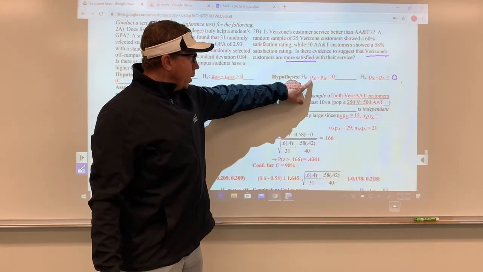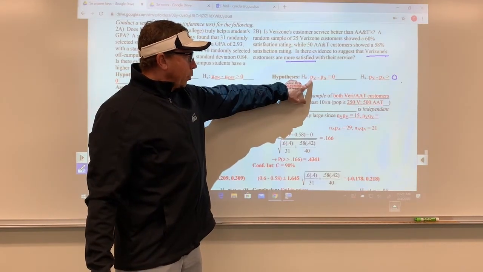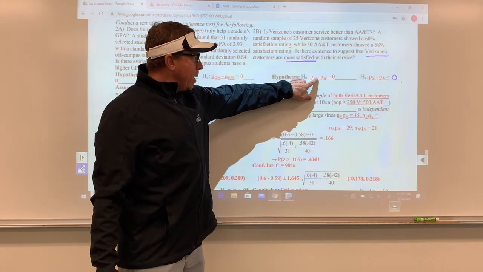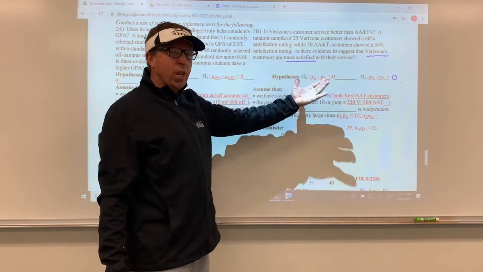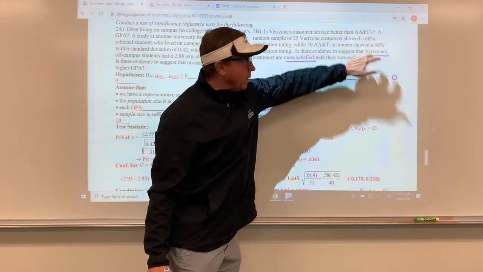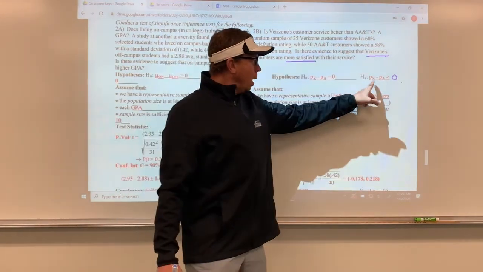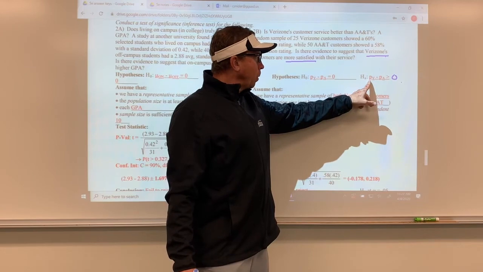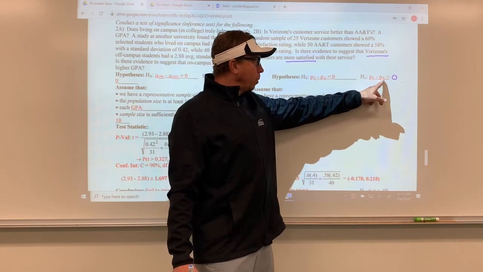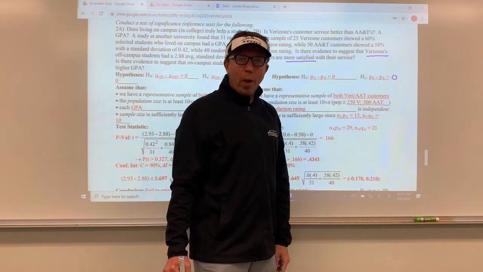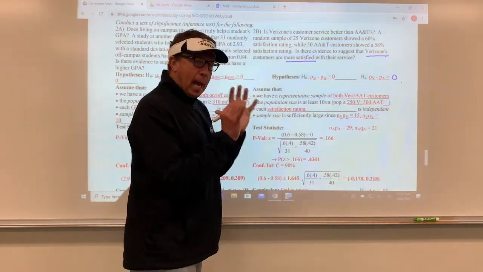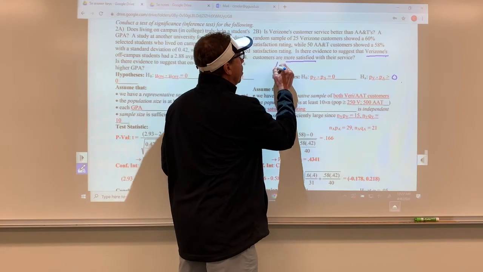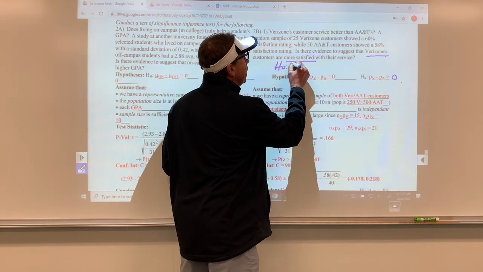So what I wrote is p, the true proportion of Verizon, minus the true proportion of AT&T is equal to 0, meaning there's no difference. And it's very possible there's no difference. They look awfully close. And then the true proportion of Verizon minus the true proportion of AT&T is greater than 0 to match the problem, okay? Now, most likely, I would have written H0 this way, most likely.